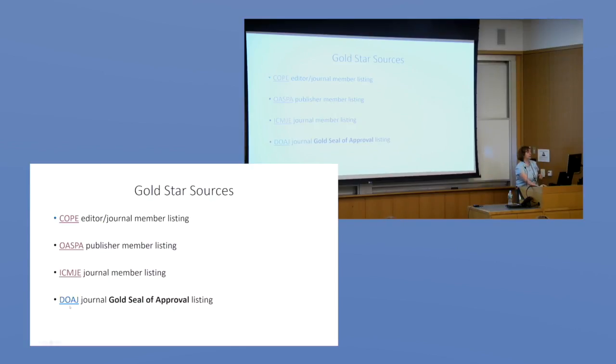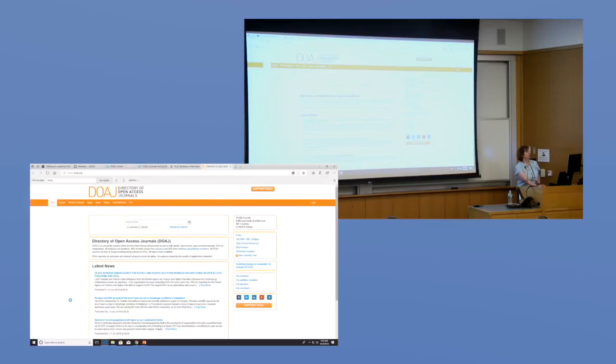The fourth one is the Directory of Open Access Journals with their gold seal. And so we can go to the DOAJ site. So this is a listing of most open access journals. To actually get into the directory itself, there is a bar of quality that has to be passed, but it's not super high. It's just basic practices. But then within the DOAJ, they have a much more stringent level, which is their gold seal.